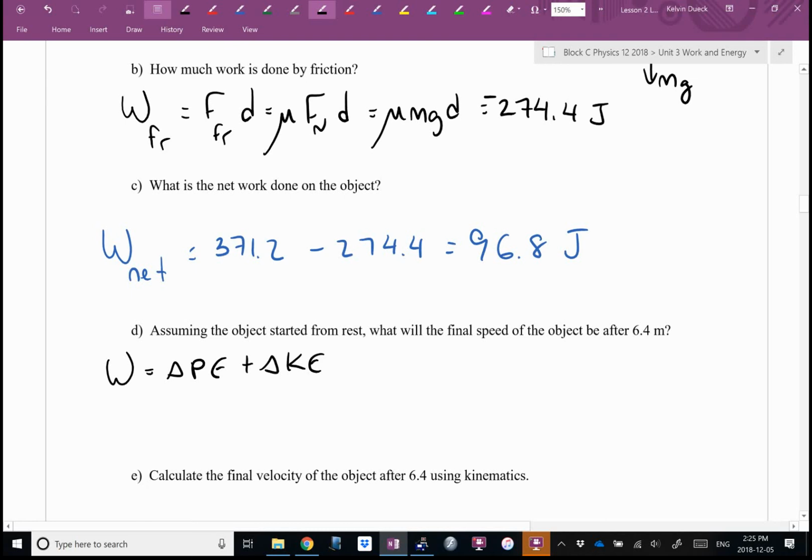Are any of these zero? Did it say level ground? Oh, and it started from rest. So what's my initial kinetic energy? So I can say a half mv final squared. What am I going to put for work? Not the 371 point whatever. That's how much work he did, but not all of that went into causing the bench to speed up.